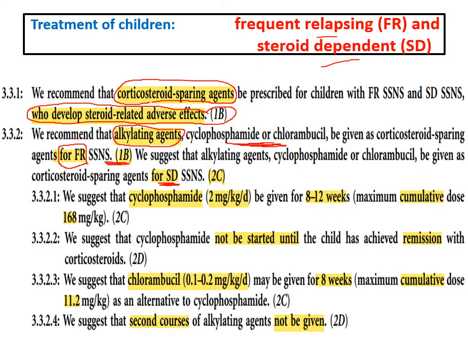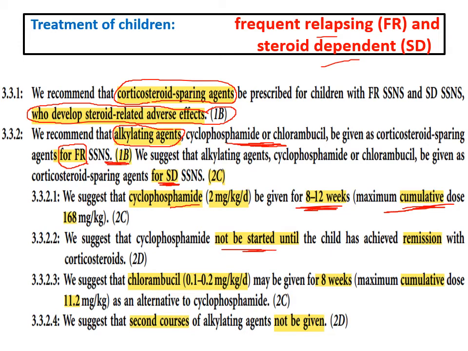يبقى ال very important note ان الالكيليتنج agents سايكلوفوسفامايد والكلورامبيوسيل بيستخدموا امتى؟ هم بيجيبوا very good response في الفريكوينت relapsers، ولكن they are not preferred في الستيرويد dependent patients. طيب السايكلوفوسفامايد الدوز بتاعته بتكون 2 ملغ بير كي جي بير داي غالبا for 8 to 12 weeks. 8 to 12 الكورس بتاعهم 3 months with a maximum cumulative dose. ده very important عشان to avoid side effects. الماكسيمم cumulative accepted dose is 168 ملغ بير كي جي.